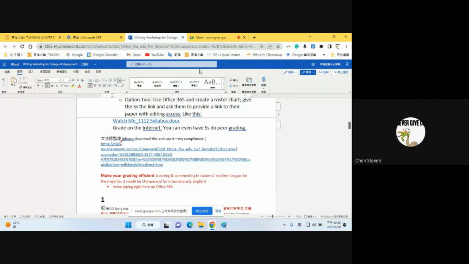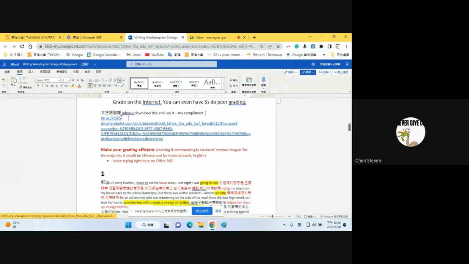If you do this, just what you have seen, you could even have students do peer grading. You see, since it's open access to everyone, you could have an A and B grading C's, and offer valuable comments. Of course, it might not always be trustworthy, okay, but then here, and this is my personal compliment to you.